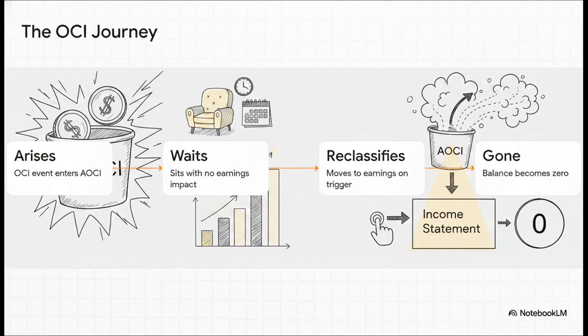You remove it from AOCI and it hits the income statement. Stage 4. Gone. The AOCI balance for this specific item is now exactly 0. The journey is totally complete. It arrived, it waited, it reclassified, and now it's gone.